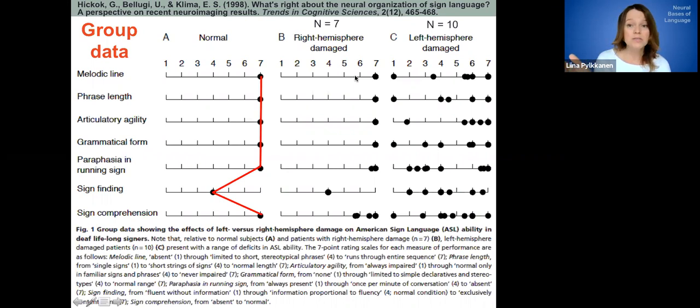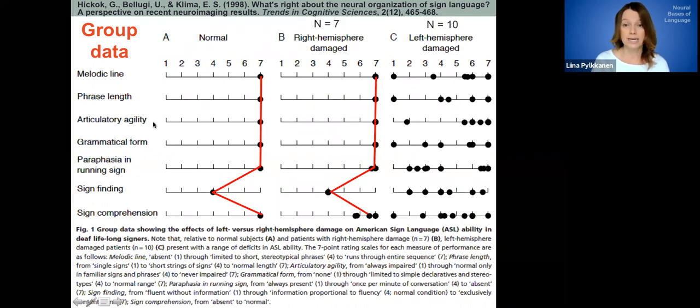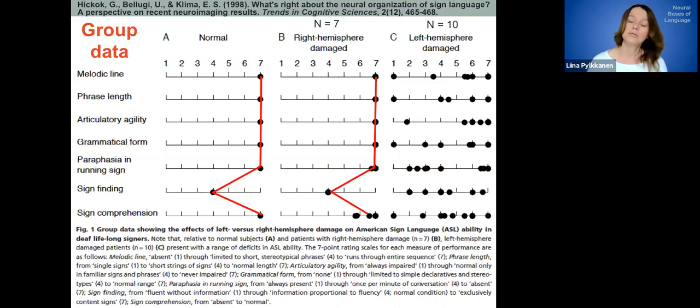Then we have right hemisphere damaged deaf individuals, and pretty much we get that same pattern. So right hemisphere damage is not affecting your performance on these tests. But clearly in the rightmost column, we have the left hemisphere damaged individuals. That's 10 individuals compared to the 7 right hemisphere damaged individuals. And it's a mess, right? So clearly left hemisphere damage seems to affect your signing.